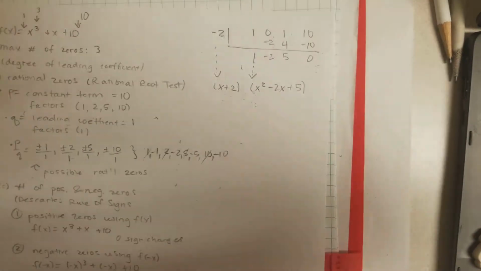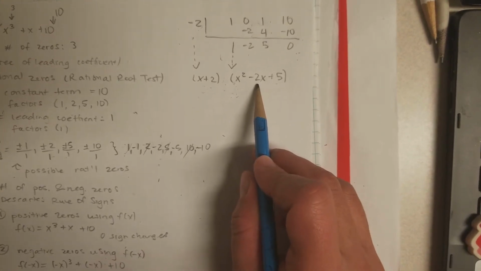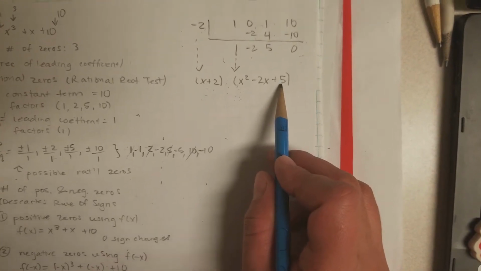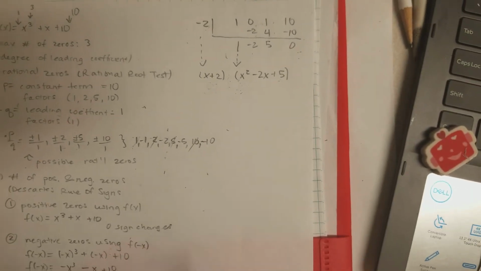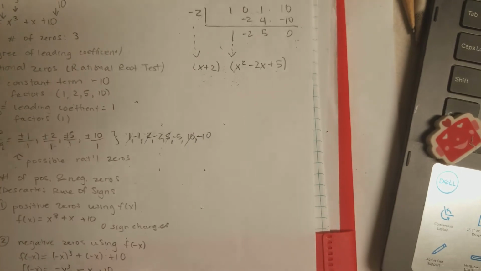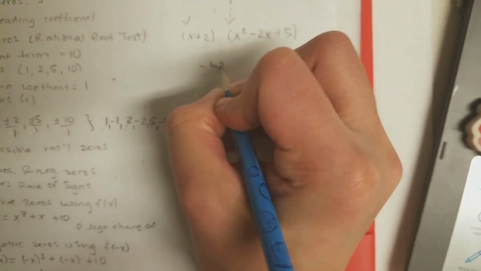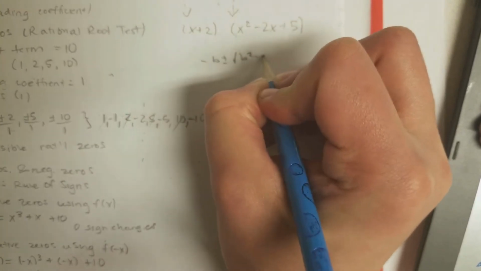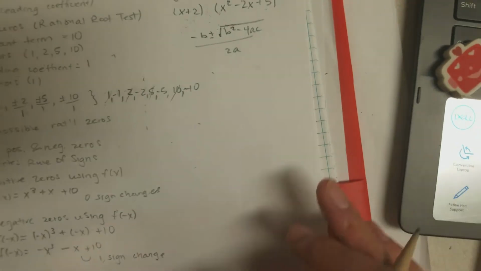Okay, let's see, does that factor? Something that multiplies to 5 but adds to negative 2? Let's see, 5 and 1. I don't think that factors. Okay, so since this doesn't factor, he's going to use the quadratic equation, negative b plus or minus the square root of b squared minus 4ac all over 2a.